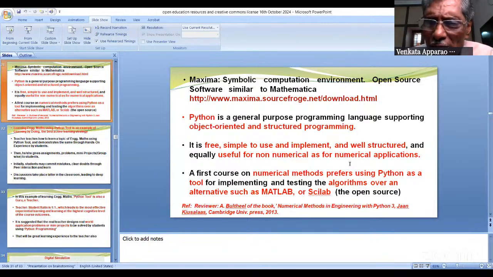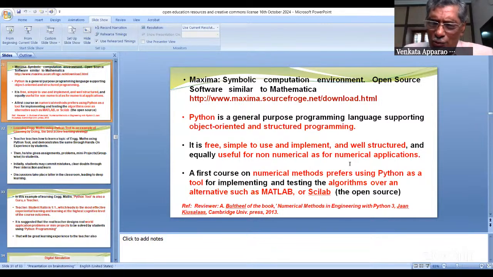Then again, another great free and open source software advocated today is Python. It's a general purpose programming language supporting object-oriented and structured programming. Python is extensively used in engineering, science, and mathematics. It is free, simple to use and implement, and well-structured, equally useful for non-numerical as well as numerical applications. A first course on numerical methods prefers using Python as a tool for implementing and testing the algorithms.